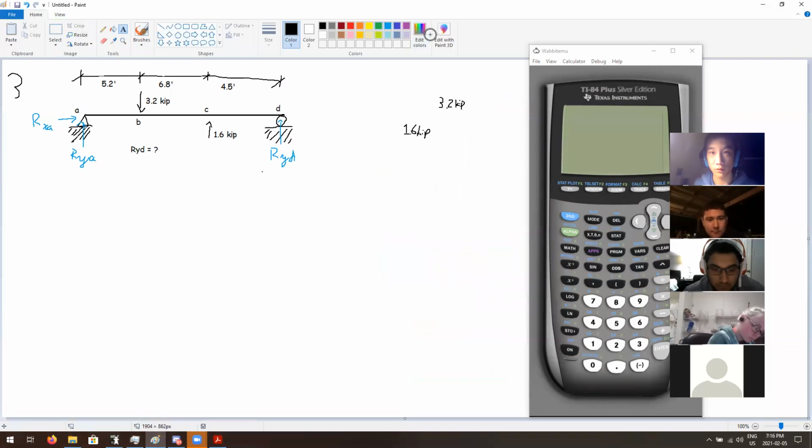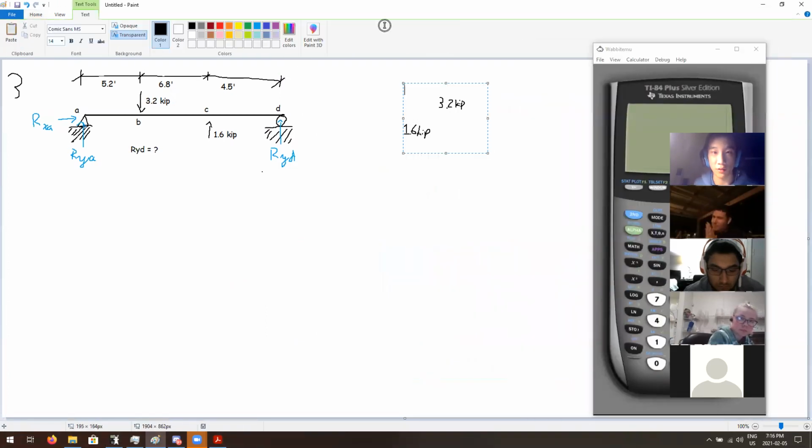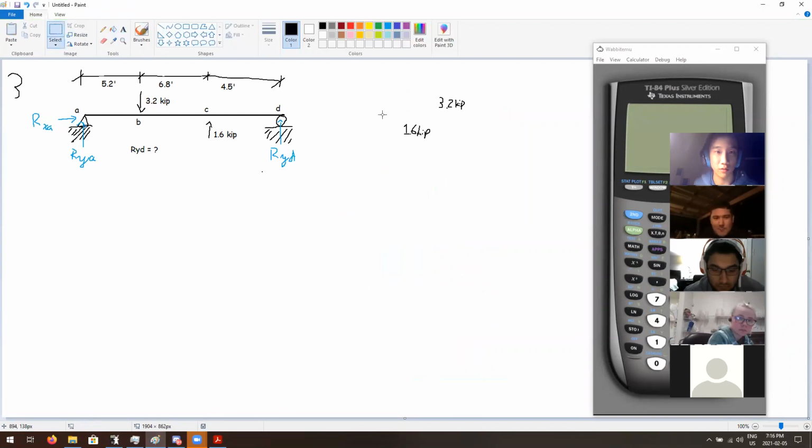Cool. Now I can go full screen. I got more space to work with. This is absolutely splendid. All right, so we got this. Now what?